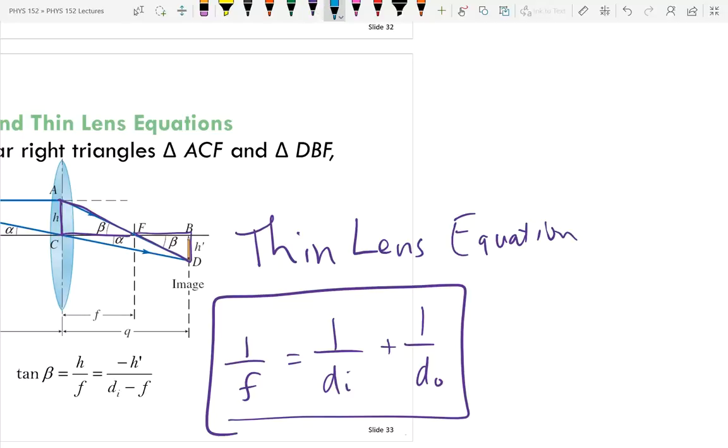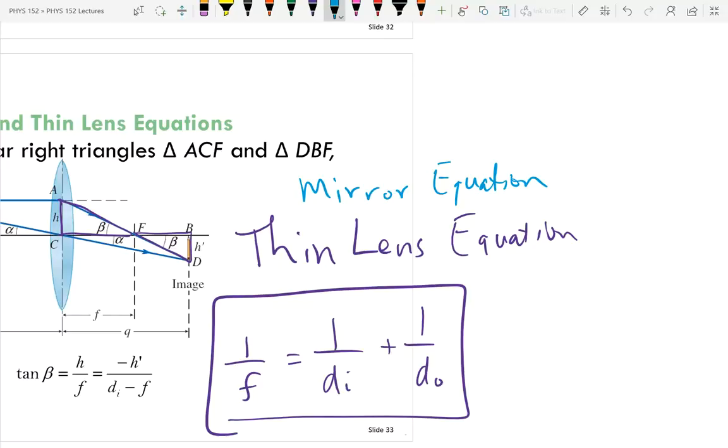And it has an alternate name, the mirror equation, because the same equation works whether it is a mirror or a lens, because the geometry is the same whether it's a mirror or a lens. So if you know the focal length and the distance image, you can instantly calculate the distance object. Or if you know the distance image and the distance object, you can instantly calculate the focal length.